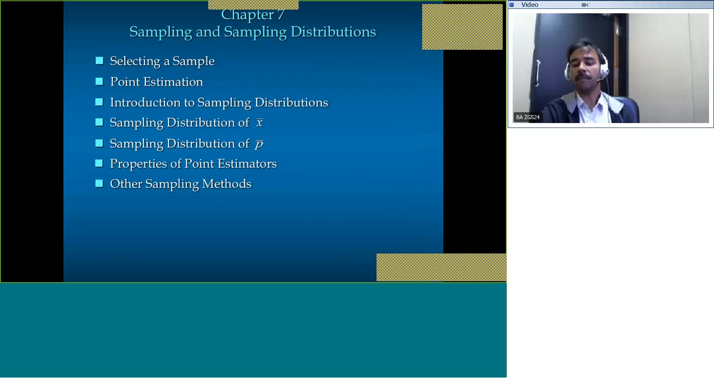So that's all from unit 7. We discussed how to collect a sample, what the various methods for sampling are, what point estimation is, what the sampling distribution is, what the sampling distribution of X bar is, what the sampling distribution of P bar is, and what the properties of a point estimator are. Now we'll solve some questions from this. So I'll take a small break and I'll come back with the problem set.